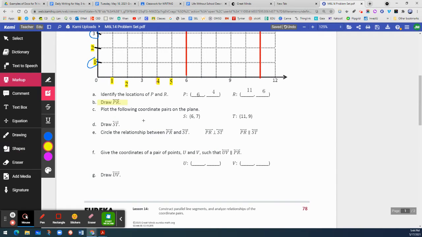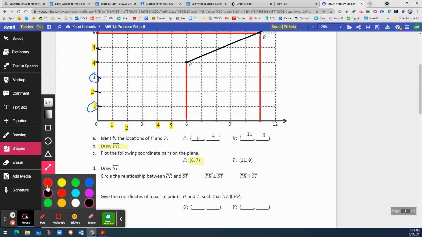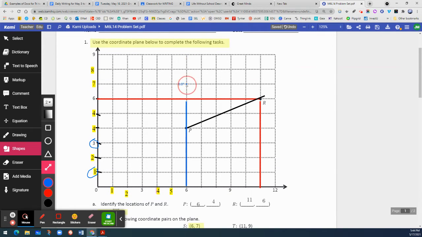Our next information would be: plot the following coordinate pairs on the plane. So now we have to plot 6 and 7. So x is 6. I'm going to use a different color for this one. So x is 6 and y is 7. Okay, 7. So here will be 7. All right, so now we can mark right here. That will be the point.